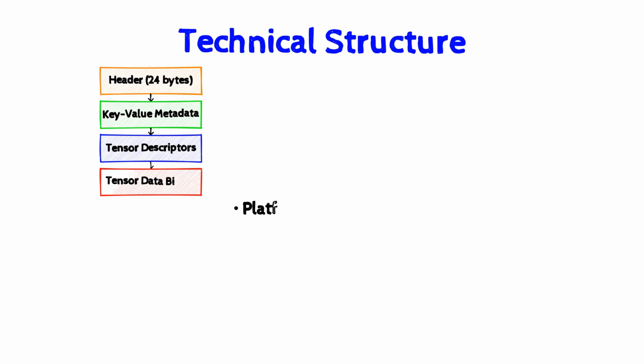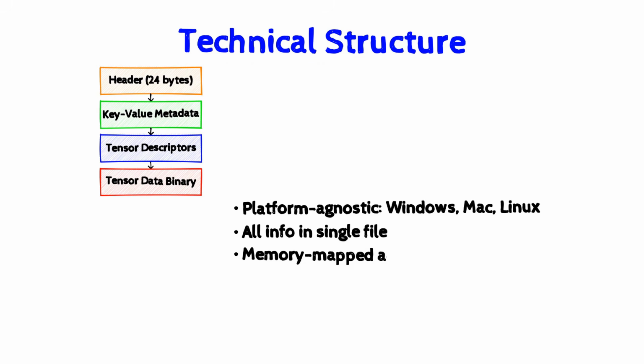GGUF uses a sophisticated single-file format that elegantly combines model metadata and tensor data. The file contains a header with key-value pairs that describe the model architecture, tokenizer information, hyperparameters, and other essential metadata. Following the metadata, the actual model weights are stored as tensors in a compressed, quantized format. This single-file approach makes distribution and loading incredibly simple. You just need one file to run a complete model. The format is designed to be platform agnostic, working seamlessly on Windows, Mac, and Linux systems.